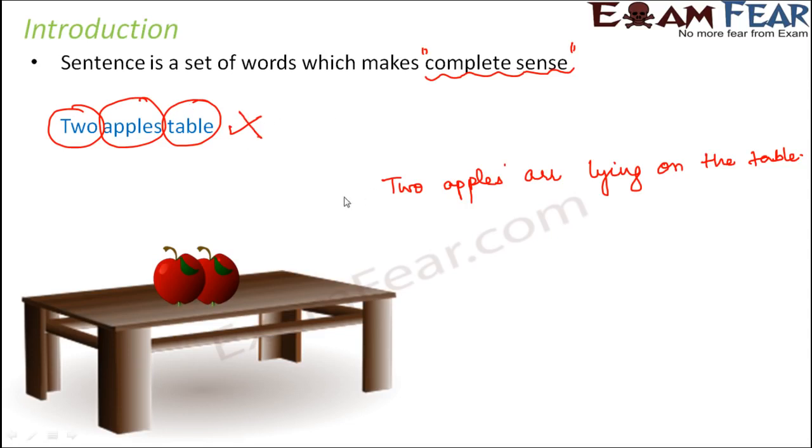Whereas if you look at this example, you see that this is also a group of words, like 2 apples are lying on the table. Each of these are all words, and all of these words together convey a complete meaning. So they make a complete sense, and that is why this is a sentence. So this is what a sentence is: a group of words such that they convey a complete meaning or a complete sense. So not even incomplete sense. We want a complete meaning to be conveyed by those group of words.